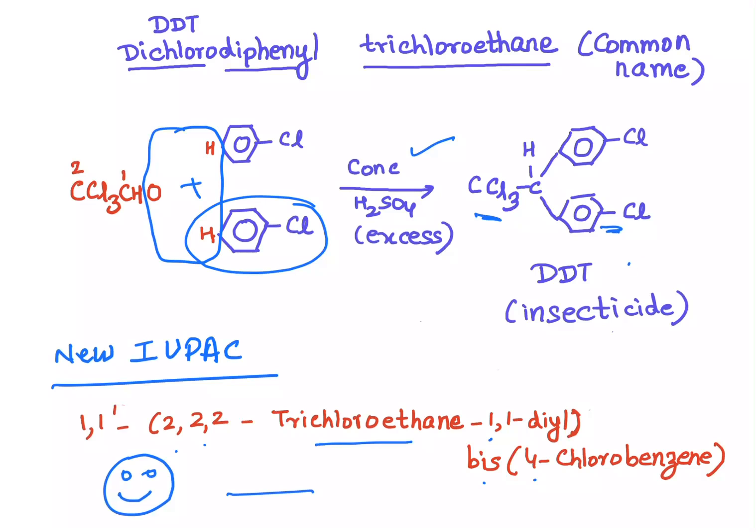By the way, DDT has been found to be harmful to humans as well as other animals. In fact, it is believed to be a carcinogen when taken in large quantities. That is why its use has been discontinued in many countries, because it is harmful to the health of humans.